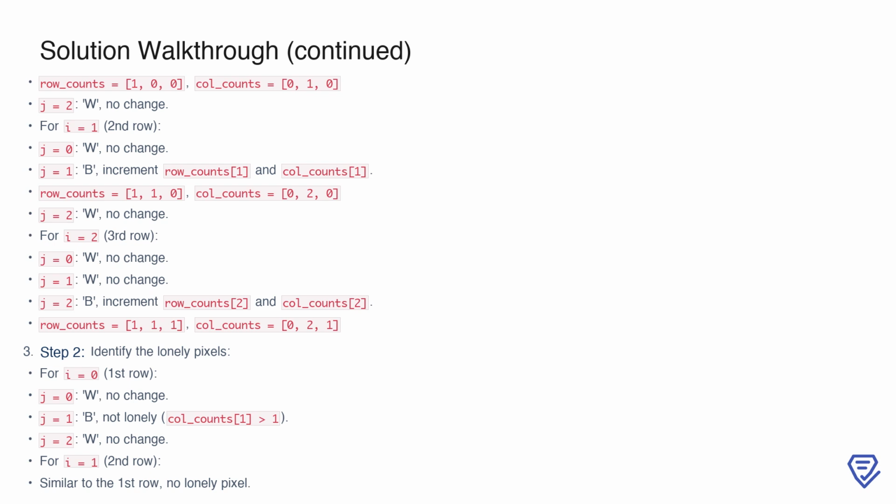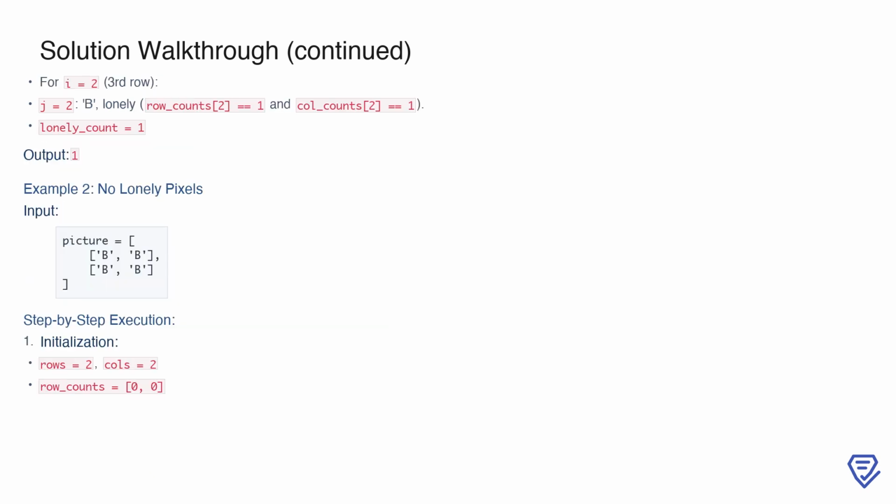Starting with the first row, at j equals 1, we find a B, but it's not lonely because col_counts[1] is greater than 1. Similarly, no lonely pixels are found in the second row. In the third row, we examine the pixel at j equals 2, which is a B. This time, it qualifies as lonely because both row_counts[2] and col_counts[2] are equal to 1, meaning it's the only black pixel in its row and column. We increment the lonely_count to 1. With all rows and columns examined, the final output for this example is 1, indicating there is one lonely pixel.